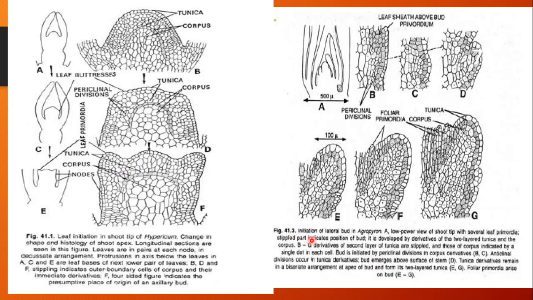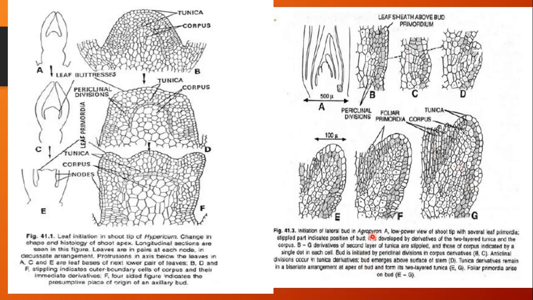The same is the case here, the initiation of a lateral bud in Agropyron. We have the first structure, then the periclinal division starts, with the leaf sheath above the bud primordium. So this is only the sheath of the leaf. In the third diagram you can see that the initiation or bulging is formed, and this bulging is responsible for the development of the leaf, and in D this bulge is also formed. In the next diagram we have the foliar primordia and the tunica corpus arrangement which have formed in the bud.